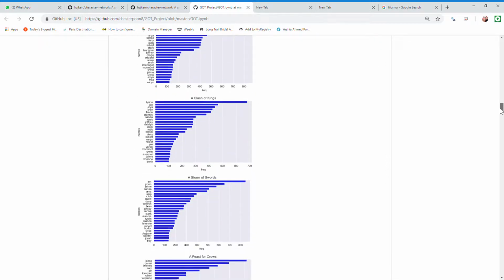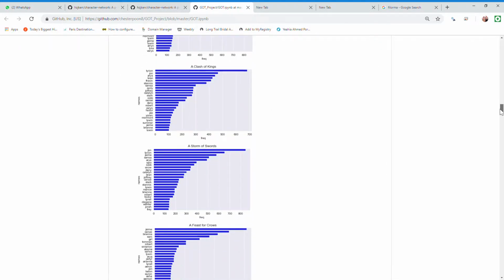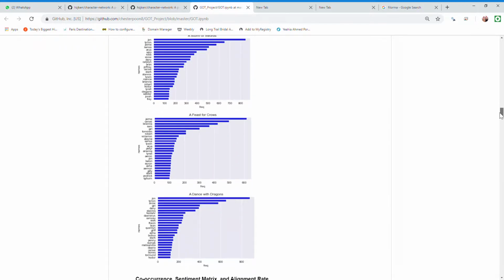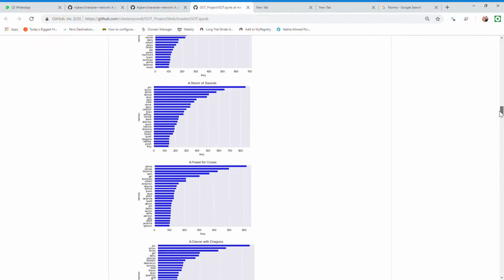If you notice, actually, throughout most of the series, Tyrion and Jon stay at the top. It shows how important they are towards the TV series and towards the book. Certain characters, if you'll notice, in A Feast for Crows, we'll see the word girl starts showing up, and that's where the Arya split is. So Arya is not there at this point.